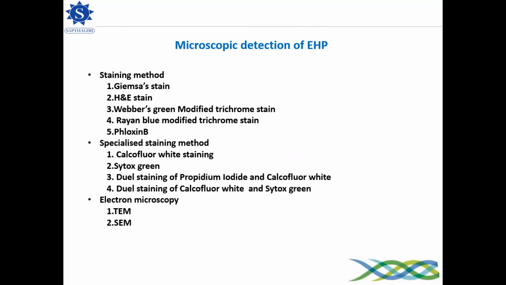Coming to detection of EHP, different staining methods can be used like Giemsa stain, H&E stain, hematoxylin, Weber modified trichrome stain, Ryan blue trichrome stain, phloxine B, and some specialized staining methods like calcofluor white staining, SYTOX stain, propidium iodide, and calcofluor white stain to identify the viability of the spores, and electron microscopy with TEM and SEM.